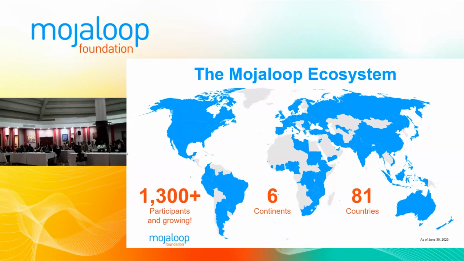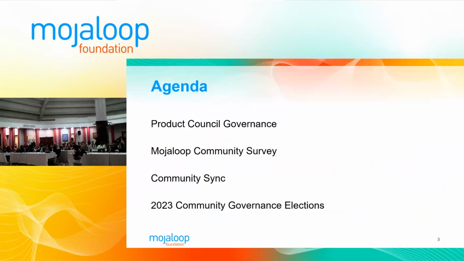While there are 140 people in the room, there are a whole lot more people watching on Zoom, and others whose time zone makes it impossible to join us, either virtually or in person, but they continue to volunteer and contribute their time, their resources, their skills in advancing Mojo Loop.